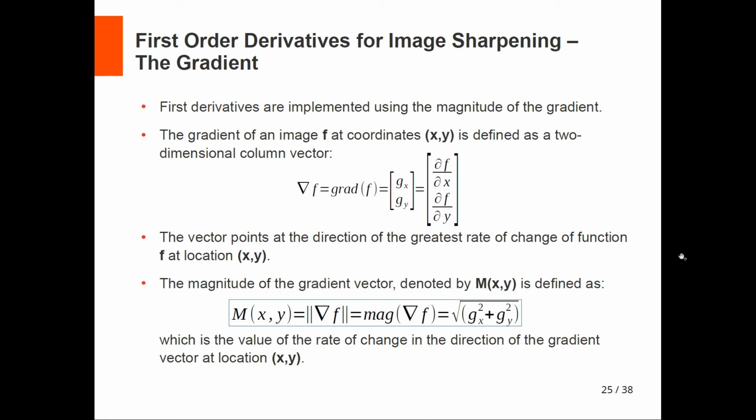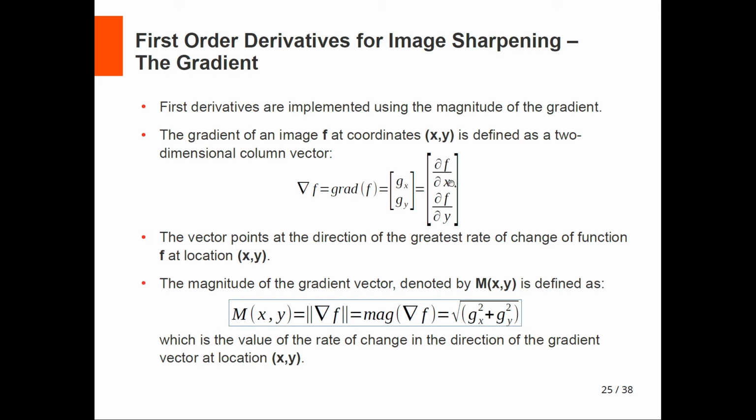So we saw how we can use the second derivatives in the form of Laplacian to sharpen the image. What about the first derivative? So the first derivative are implemented using the magnitude of the gradient. So the gradient of a 2D image at coordinate x and y is defined as a two-dimensional column vector. We have the gradient of f, or delta f, equals g of x and g of y.